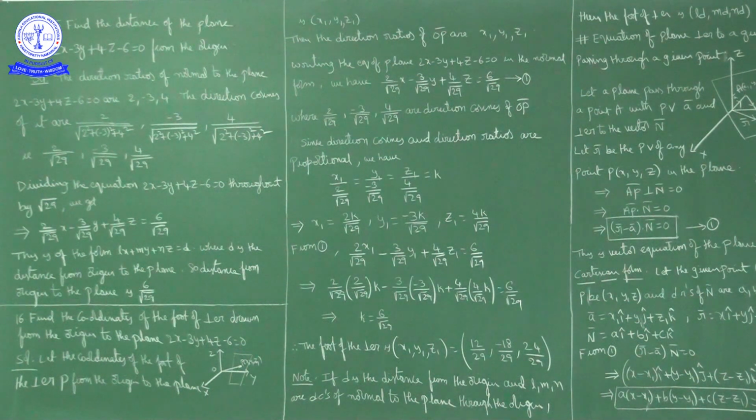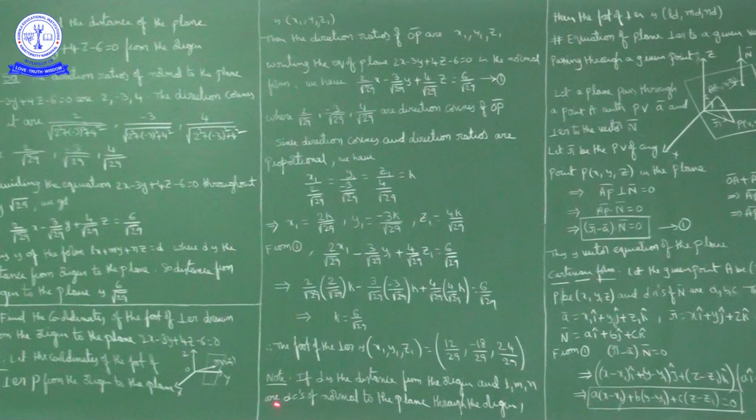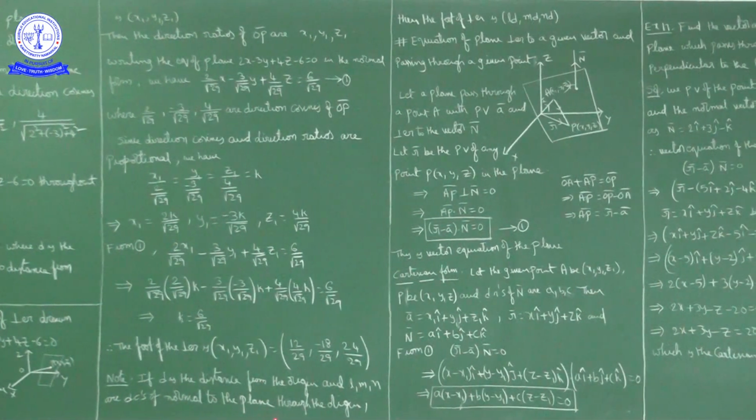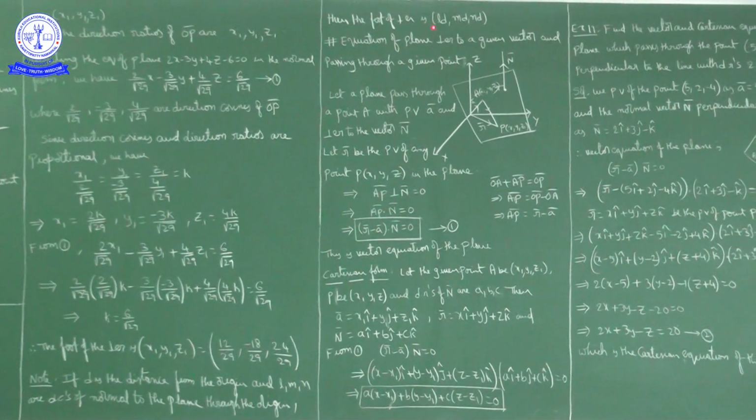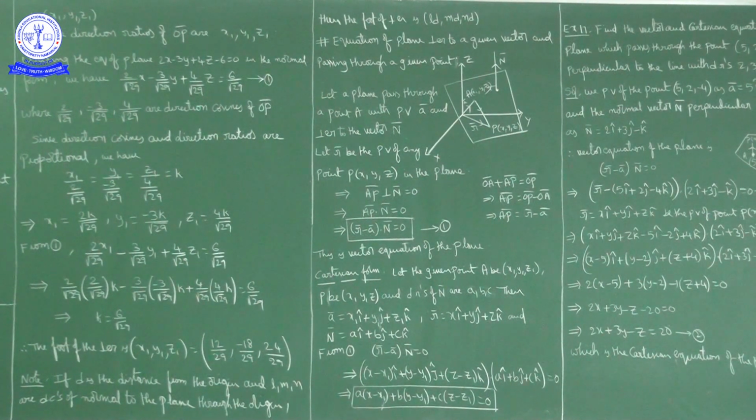Okay, but one note: when you know the distance from origin to the plane, and the direction cosines of the normal to the plane through origin, then the foot of the perpendicular is lD, mD, nD. Okay, I will repeat once again. If D is the distance from origin to the plane and l, m and n are direction cosines of the normal to the plane through origin, then the foot of perpendicular is lD, mD, nD. That is what we did here.